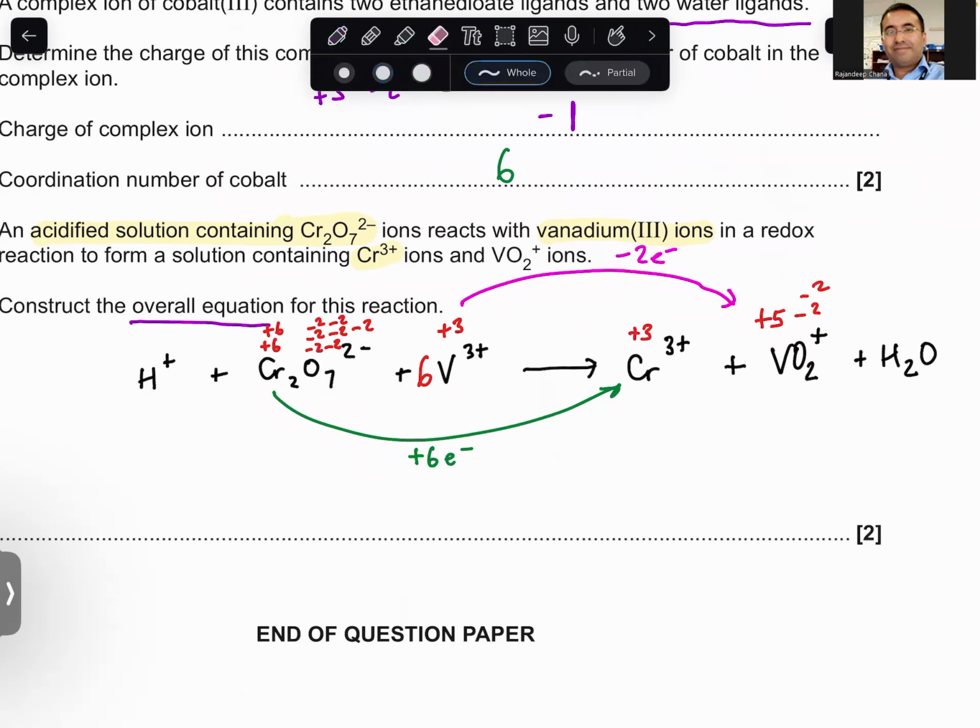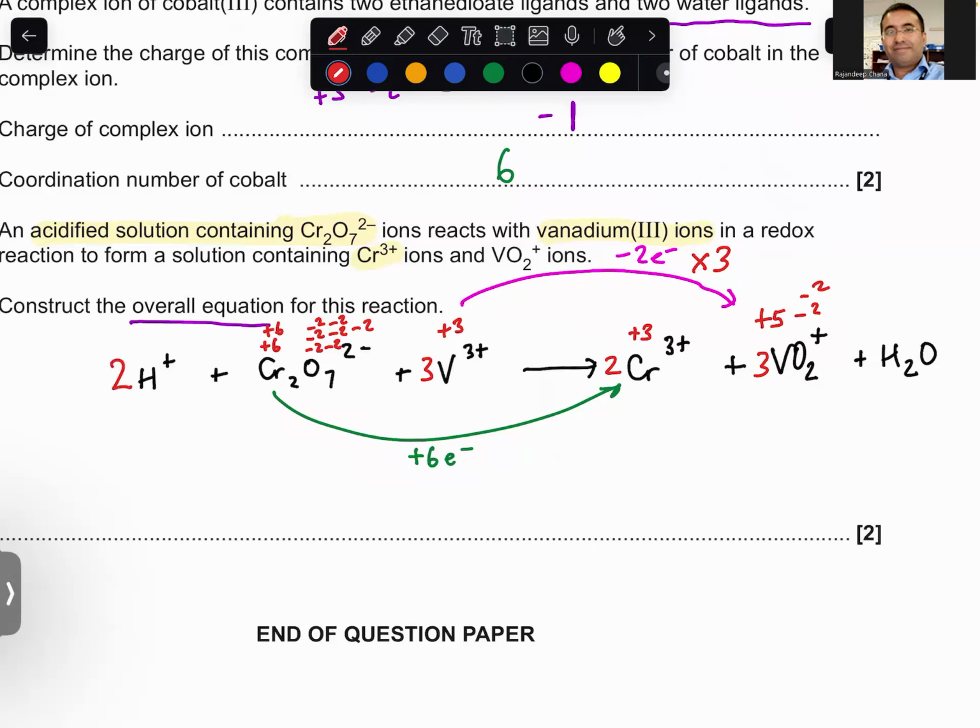So what's going to happen? Vanadium, so yeah, we need to multiply this by 3 to balance the electrons. Once we've balanced the electrons, ladies and gentlemen, we just balance everything else as you would do normally. 2 chromiums on the left, let's put 2 on the right. Oxygens, there are 6 oxygens here. 3 times 2 is 6. And you've got 3 times 2 is 6. You've got 1 oxygen here. That's 7. So the oxygens are balanced.